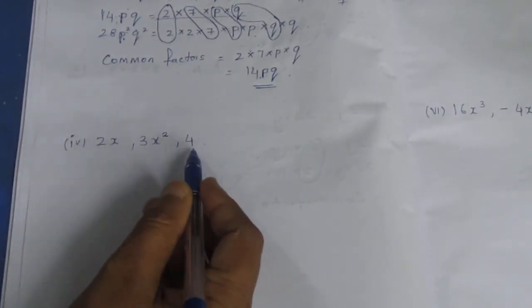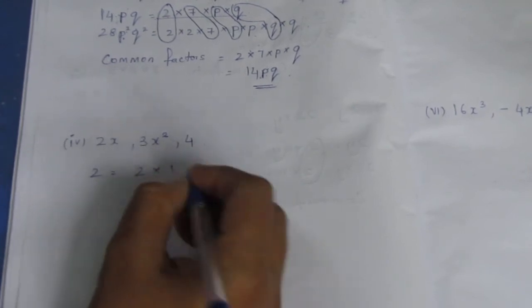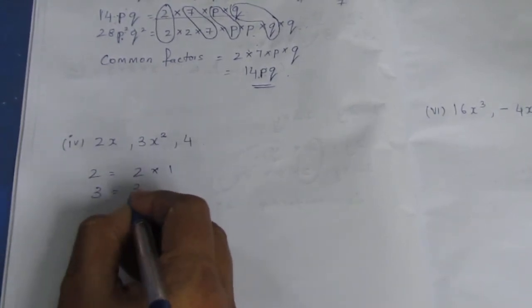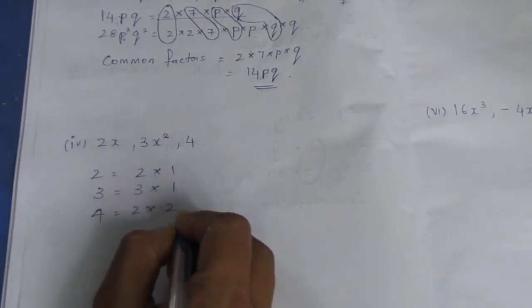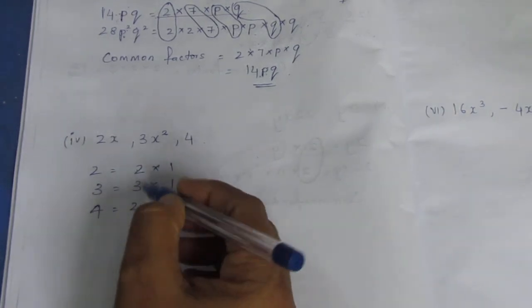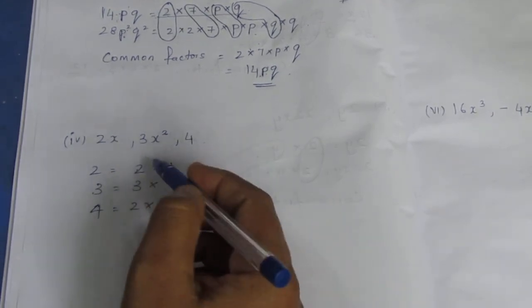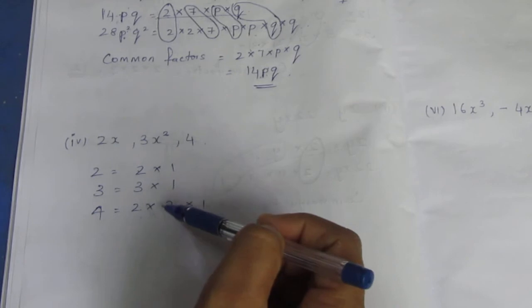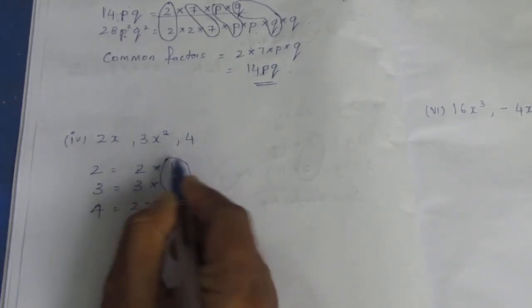2x, 3x square, 4. I am going to take only the number. Taking 2, it becomes 2 into 1. Taking 3, it is 3 into 1. Taking 4, we know that 2 into 2. So if I see a common number, I can see 2 here, but there is no 2 in 3. So I can't take any number. It should be common to all the 3. It is not common. So if there is no common number, remember that we need to write 1, because everything is multiplied with 1. So 1 will be common.